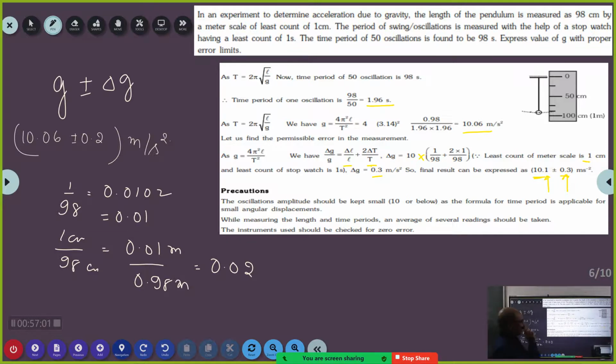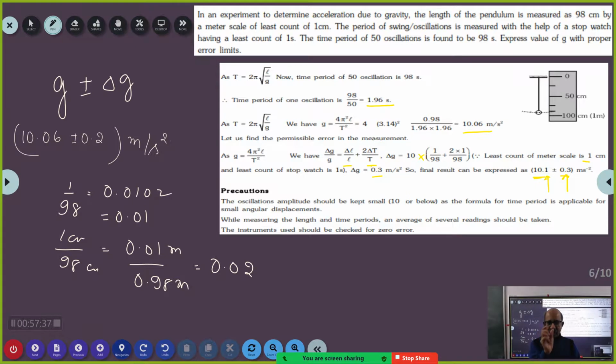Because, listen here. What is delta T? See, here you understand. Here, delta T is actually the error. Now if you have the least count of 1 second, then the maximum error that is possible when you do it is 1 second. So delta T is error. Error is 1 second. What is the maximum value of the error?